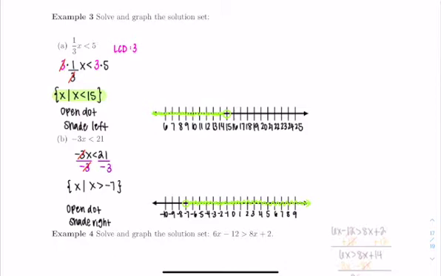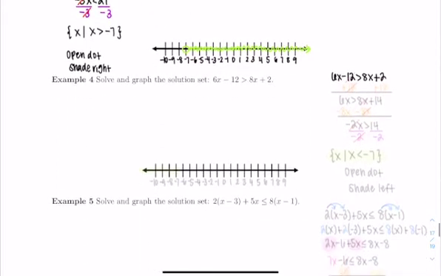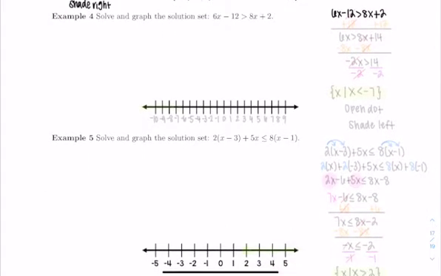Let's go ahead and try something a little bit more complicated. So we have 6x minus 12 is greater than 8x plus 2. We're going to solve this the exact same way that we have been. So we want to get x's together and then the constants on the other side. So I'm going to go ahead and add 12 to both sides. And so those are going to cancel on the left. And we have 6x is greater than 8x plus 14.